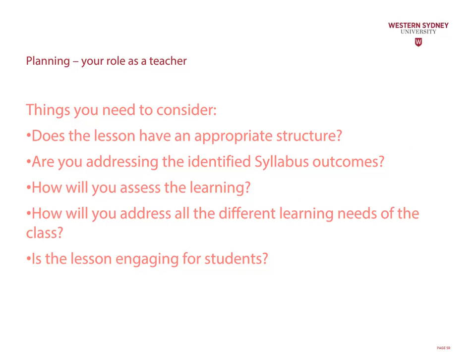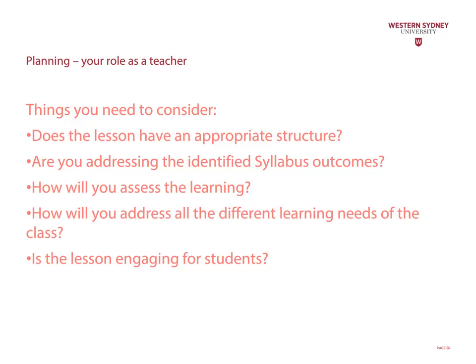So you need to consider the structure of the lesson. You also need to see whether or not it fits with the syllabus outcomes. You will need to work out assessment strategies. So how do you know that the children have actually learned something? You also need to address the different learning needs of the class. So this is where our differentiation comes into it. It is important to cater for the emergent learners and for the advanced learners. In general, when we plan lessons, we plan for the majority of the class.